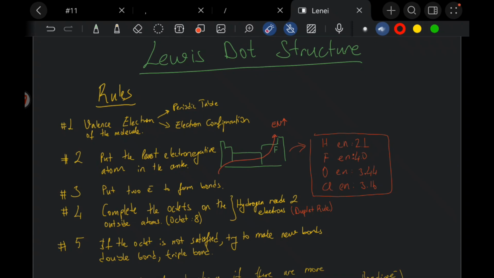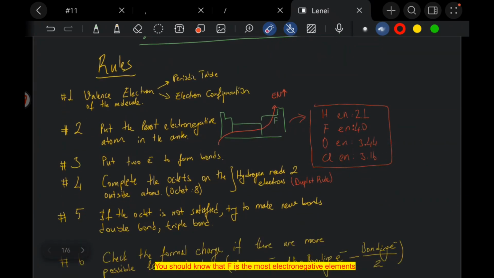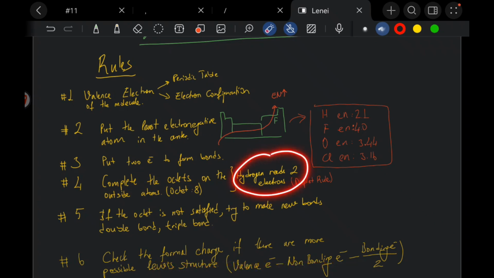And the second, we put the least electronegative atom in the center. If you know the electronegativity increases across the periodic table from here to here, and fluorine is the most electronegative atom, and these are some electronegativity values for the elements. And then we put two electrons to form bonds among the atoms, and then we have to complete the octets, but there are some exceptions to that rule. One of the common examples is hydrogen. It follows the doublet rule since it has only two electrons.